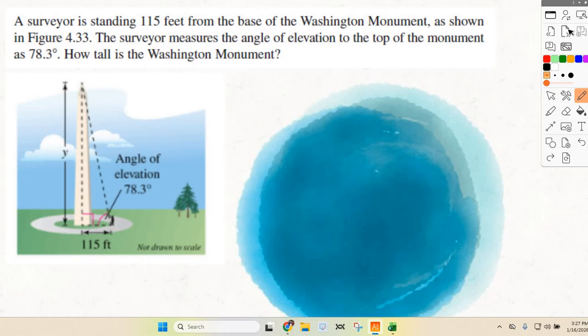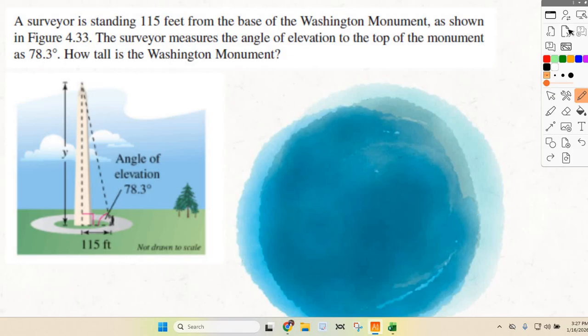But it says that he's standing 115 feet from the base. So we're right here. It says that he measures the angle of elevation. Remember, elevation goes from the bottom up. The angle of depression goes from the top down. And it wants us to find how tall the Washington Monument is. Notice that we are given an angle and a side, and we need to find our other side. Remember that our trig functions are what help us relate sides to angles. So that's why we're going to use one of our trig functions.